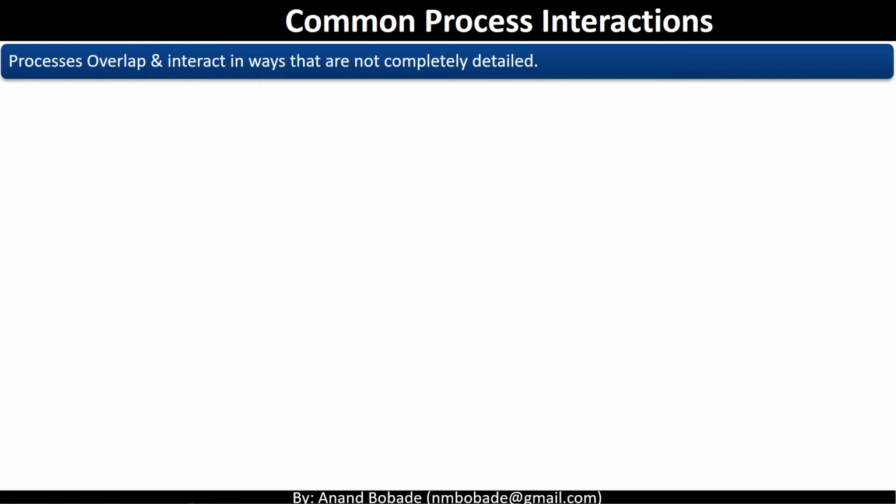Common process interaction. Processes overlap and interact in ways that are not completely detailed in PMBOK, and it is not possible to do that.